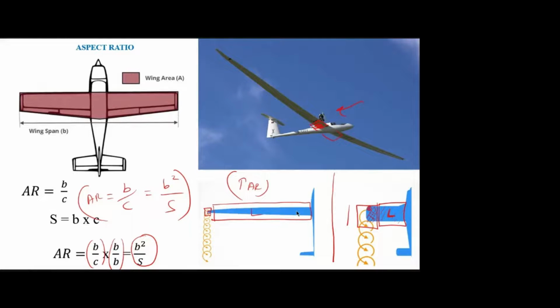Yes, sir. Okay. Actually, this is one way of reducing the wingtip vortices. We have other forms also that we will discuss in the further slides.